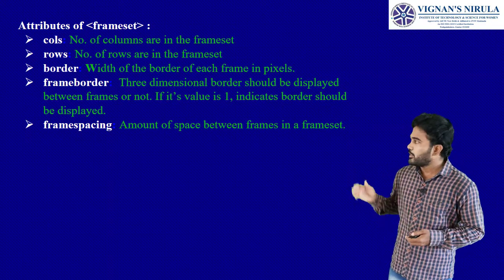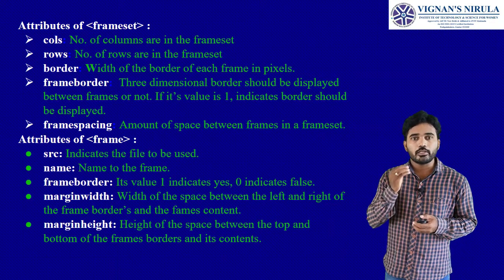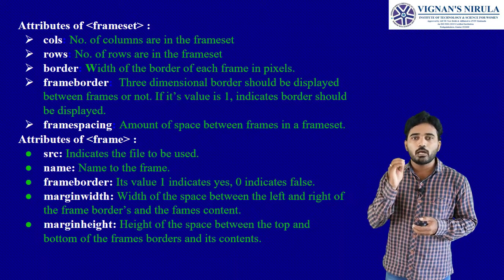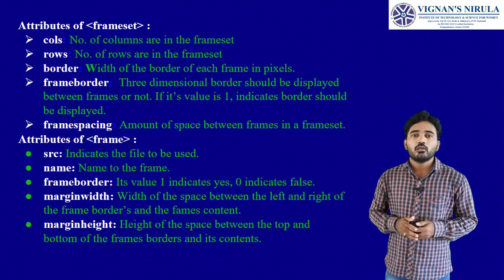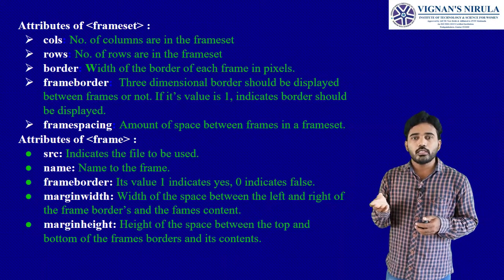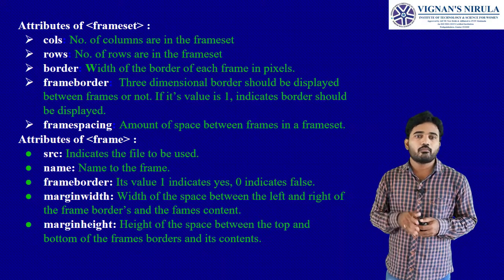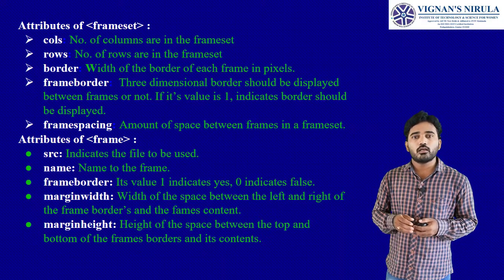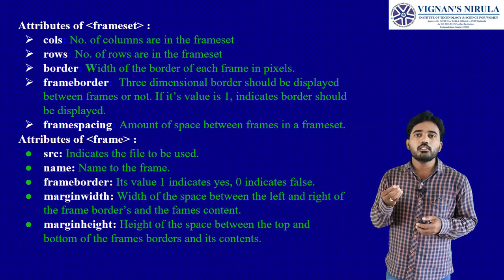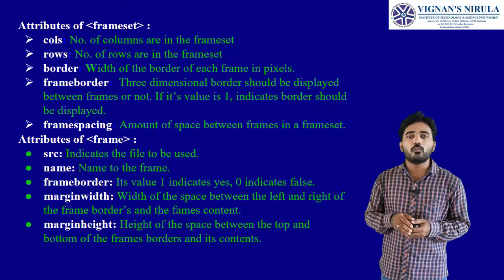Then coming to the attributes of frame, you need to use attributes like src, name, frameborder, marginwidth and then marginheight. Coming to src, it indicates which file is to be used in that frame. Next name, a specific name given to the frame. Next frameborder: as usual, the 3-dimensional border, if its value is 1 it indicates a border, if its value is 0 it means false, there is no border.